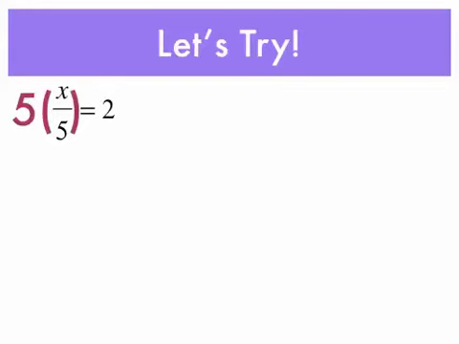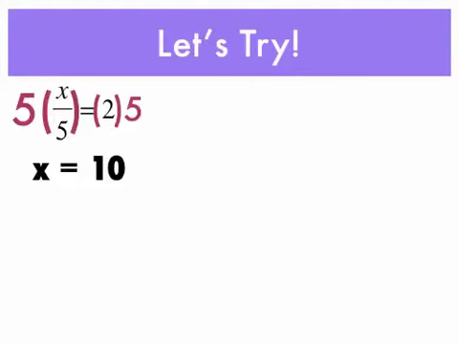And remember, whatever you do to one side of an equation, you have to do to the other side to keep it balanced. Our 5s are going to cancel each other out, so I'm just left with x on the left side. And on the right side, I have to do 2 times 5, which is 10. If you are going to check this solution, you plug in 10 for x, and you would have 10 divided by 5 equals 2. 10 does make this equation true because 10 divided by 5 is 2.